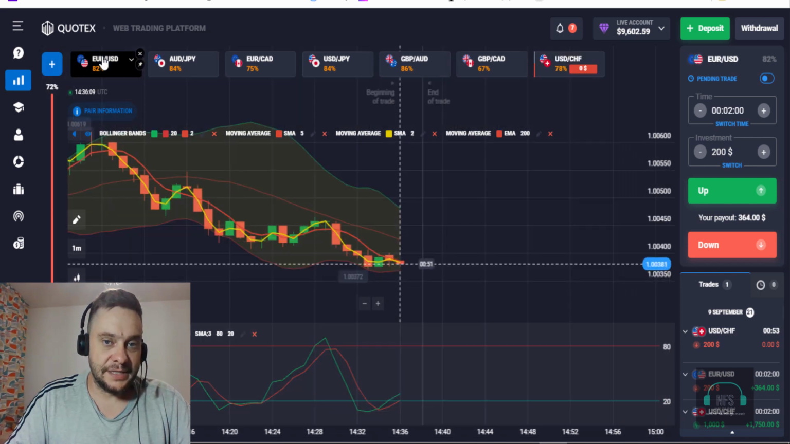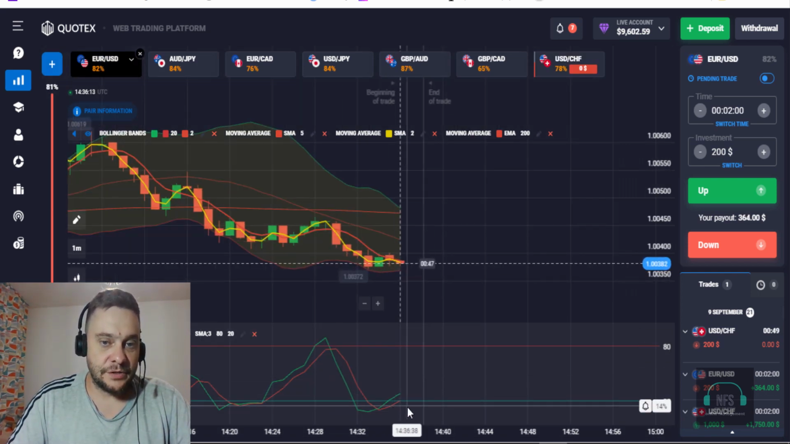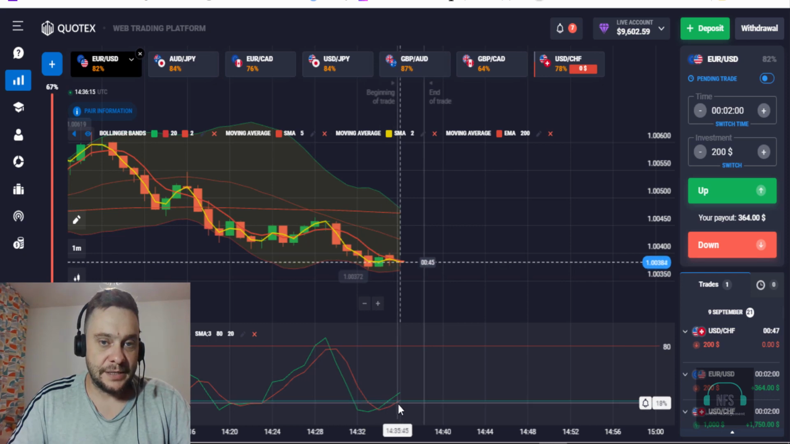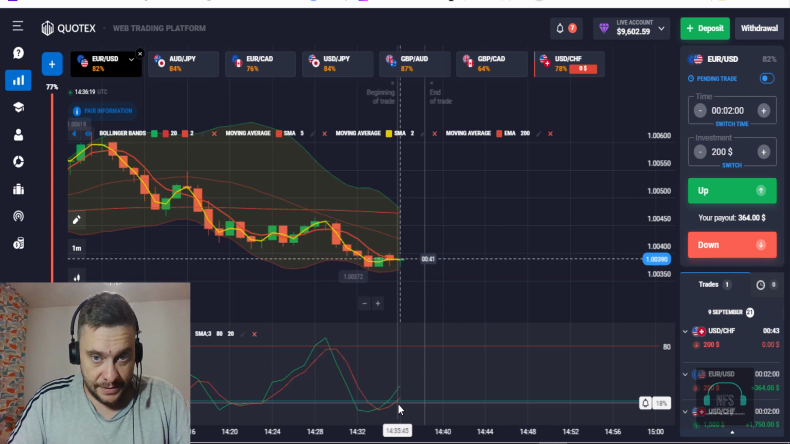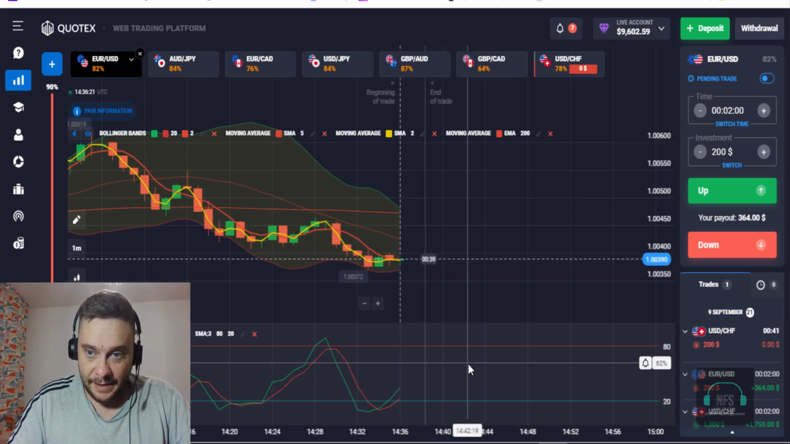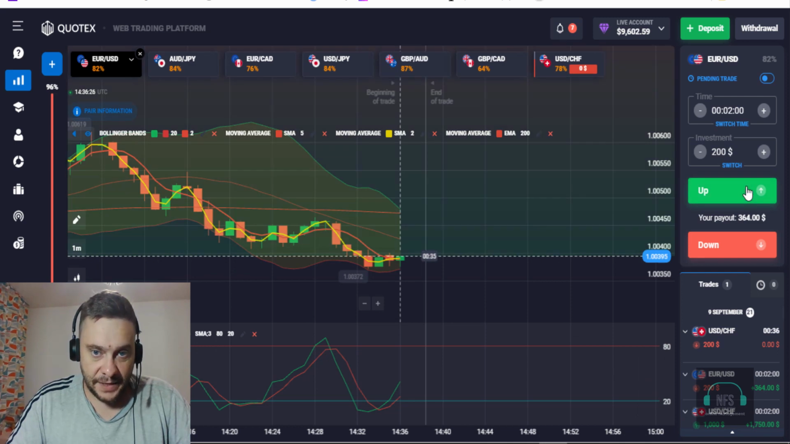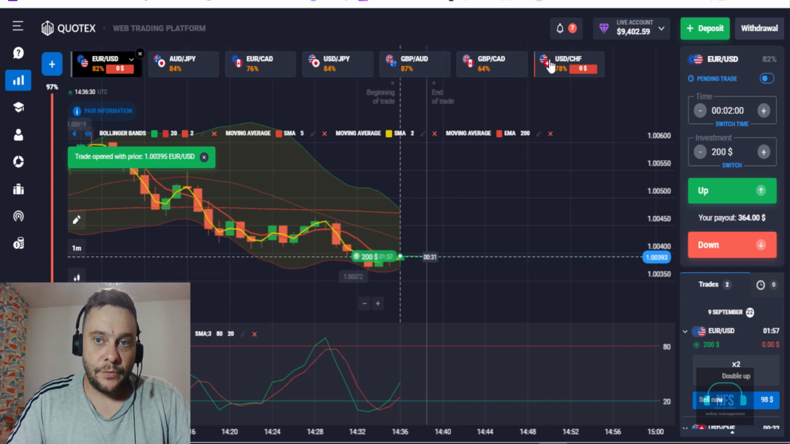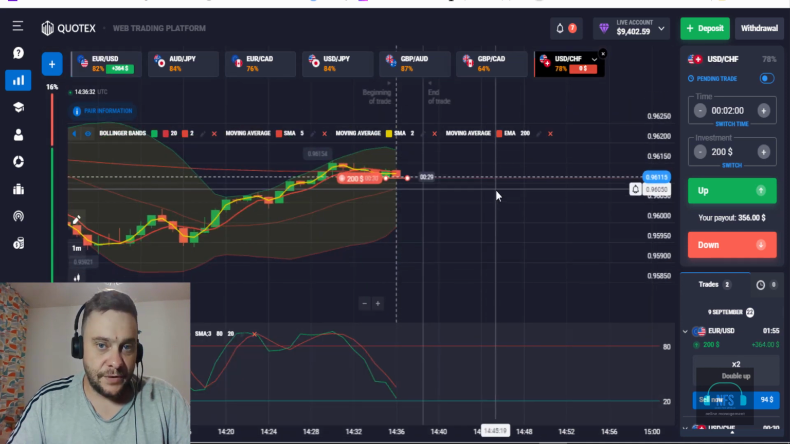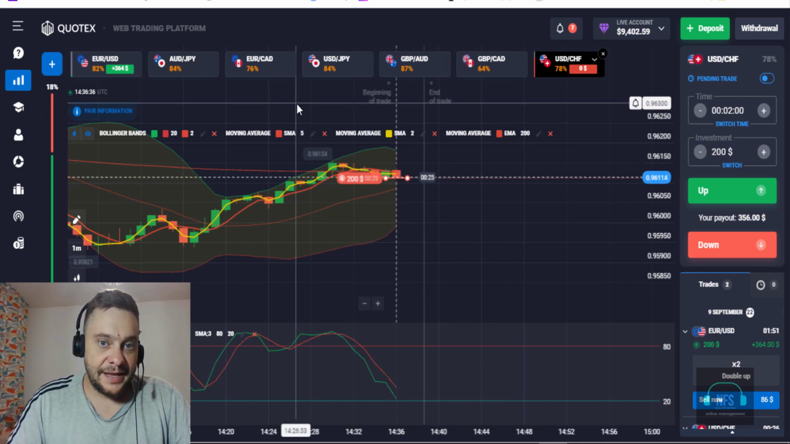Let's see Euro USD, and we are here in an oversold level as you can see right now. So let's wait a little bit more and then we will place an up trade here on Euro USD. As a matter of fact, I think I will place it right now, up trade. Alright, let's go back to US dollar Swiss franc.